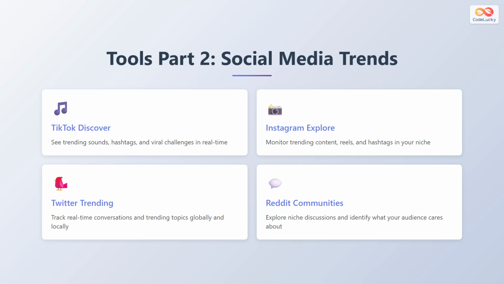Social media platforms are goldmines for trend discovery. TikTok Discover shows you trending sounds, hashtags, and viral challenges in real time, making it perfect for identifying short-form content trends. Instagram Explore lets you monitor trending content, reels, and hashtags within your specific niche. Twitter Trending tracks real-time conversations and trending topics both globally and locally, giving you immediate insights into what people are discussing. Finally, Reddit communities allow you to explore niche discussions and understand what your target audience cares about, thinks about, and needs. Social media often leads traditional search tools in trend identification.